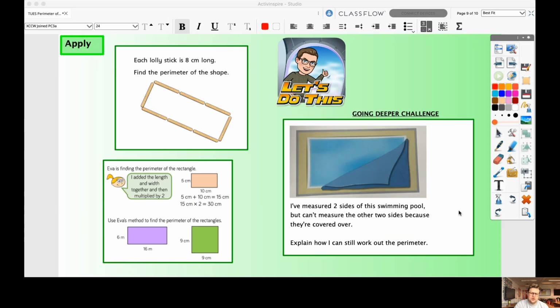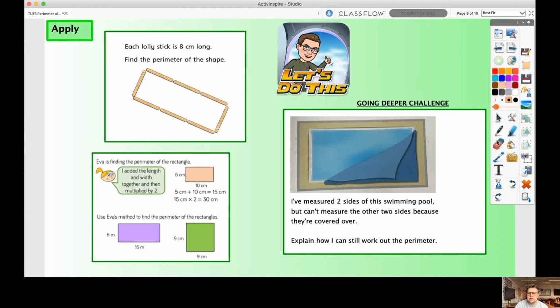So we have got 3 questions here. First one, each lolly stick is 8 centimeters long. Find the perimeter of the shape. So each lolly stick is 8 centimeters long. That's very important.